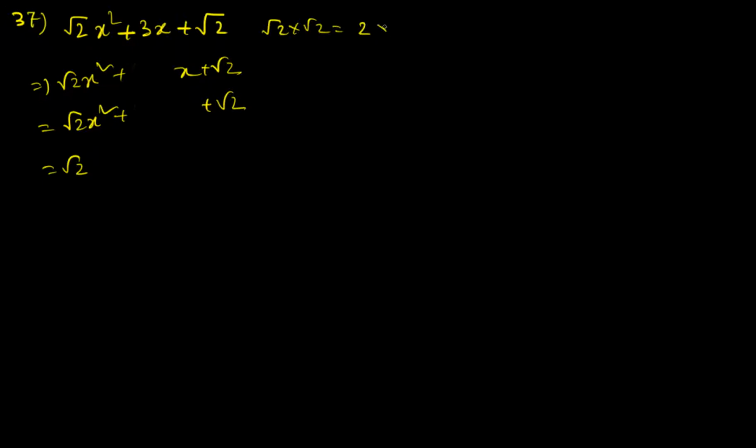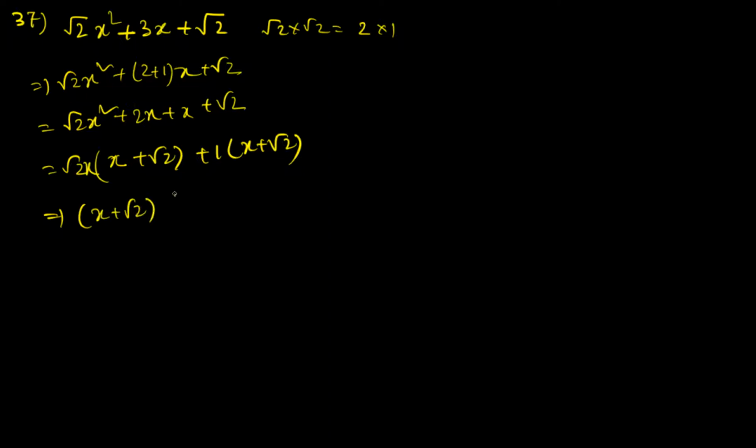So it's 2, 2 times 1, so it will be 2 plus 1. So it will be 2x plus x. And if I take root 2x common, I will be left with x plus root 2. And if I take 1 common, I will be left with x plus root 2. So that means I am left with x plus root 2 times root 2 x plus 1.